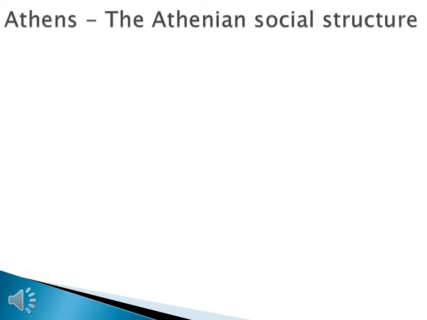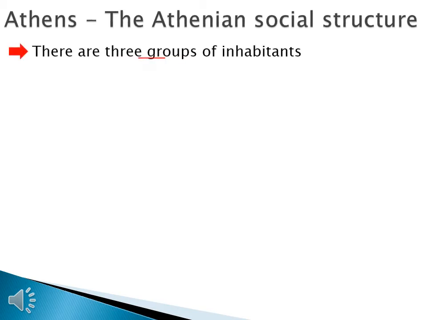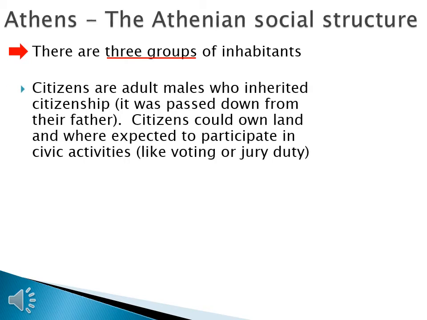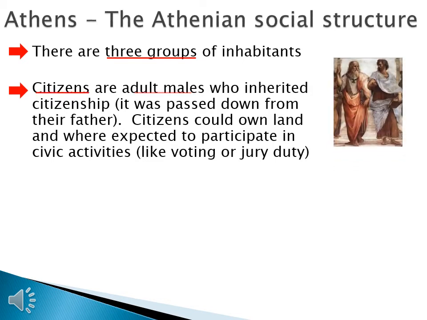Let's compare Athens and Sparta to see the differences in these two civilizations. In Athens, we have a social structure, and there are 3 groups of inhabitants or people living in Athens. At the top are citizens. Citizens are adult males who inherited citizenship. Their father was a citizen, they are males who will be citizens, and their sons will be citizens. Citizens could own land, and they were expected to participate in civic activities like voting or jury duty. These are the people who are running Athens, who are part of civic life.